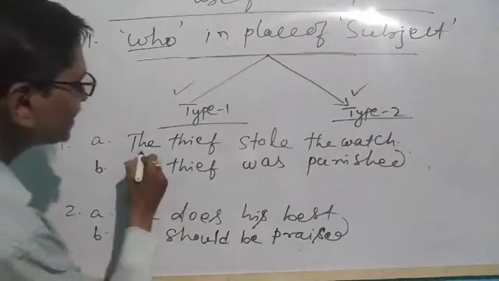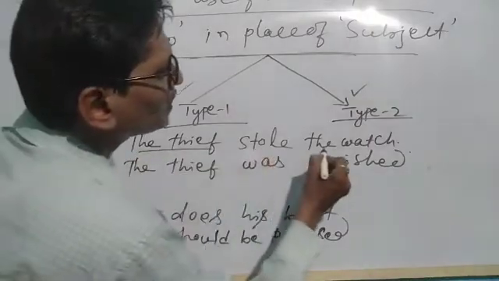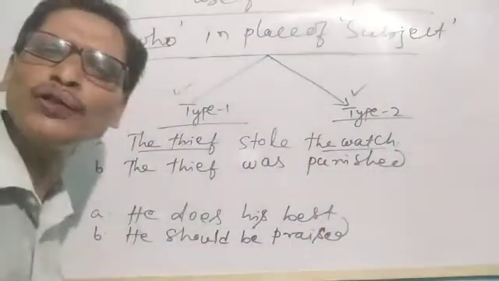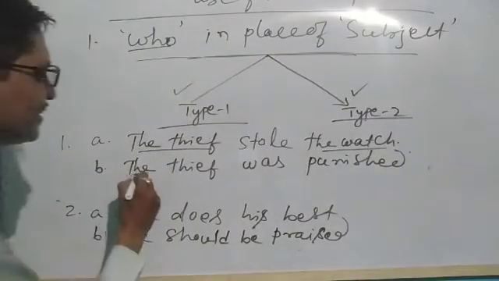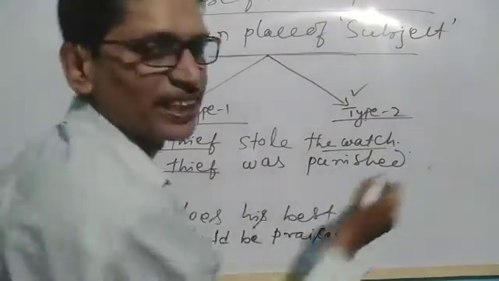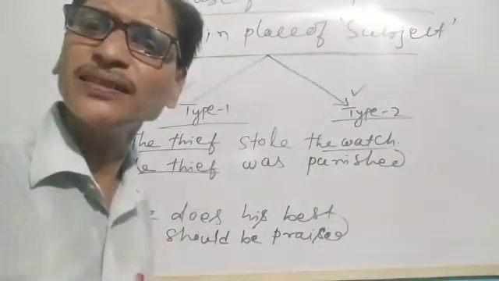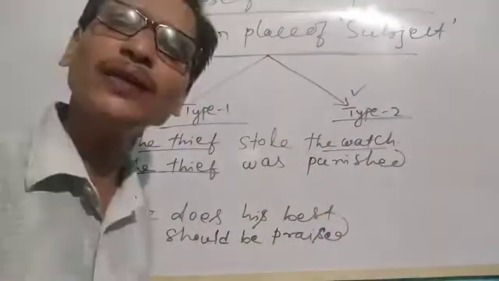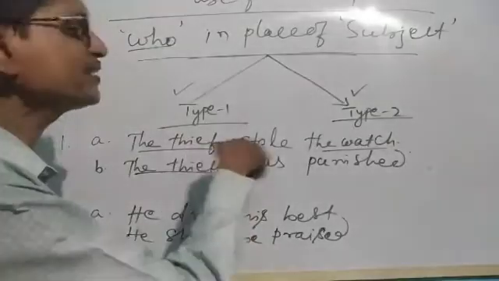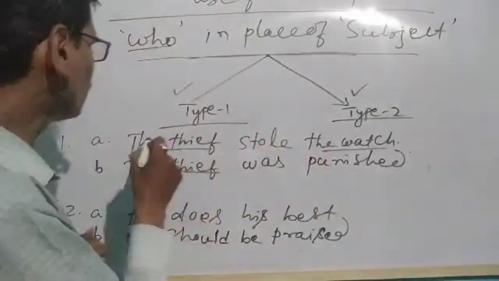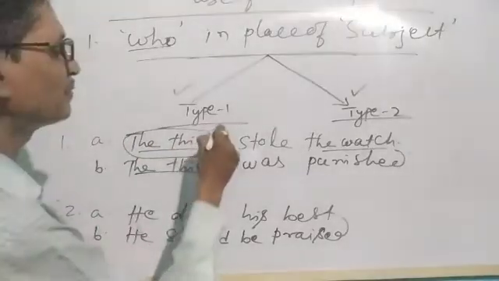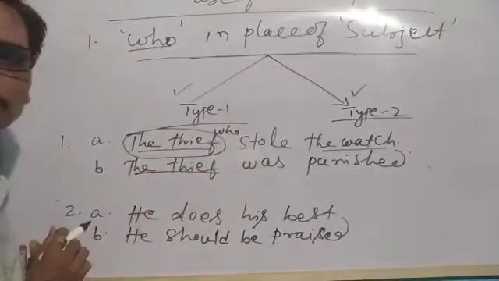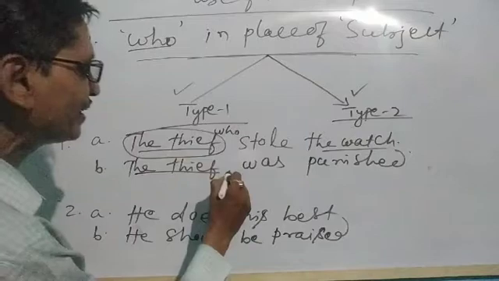Here, the thief stole the watch. Who stole the watch? Thief stole the watch. In the second sentence, the thief was punished. Who was punished? Thief was punished. Why was the thief punished? Because he stole the watch. So here, what we will do, in place of this thief, we can use who? And we will write it over here.